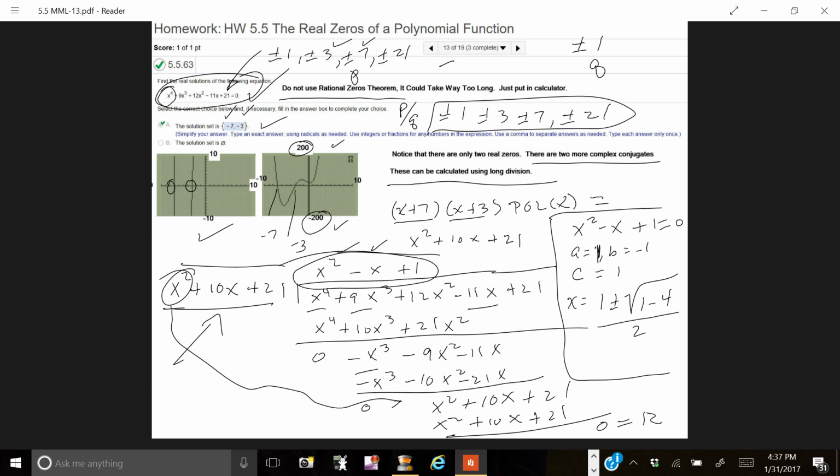So notice this is going to be x equal 1 plus or minus the square root of minus 3 divided by 2. And that's going to be 1/2 plus or minus the square root of 3 over 2 i. So this is the other complex conjugate zero. And I think some of the ones in the homework that are complex are a little bit easier than this. But anyway, this is what you would do if you had to find all of the zeros.